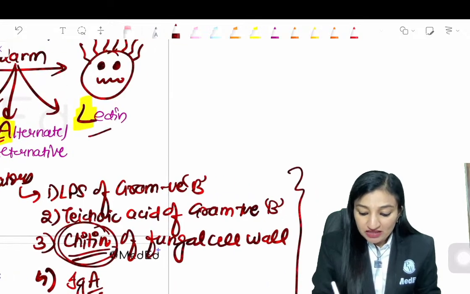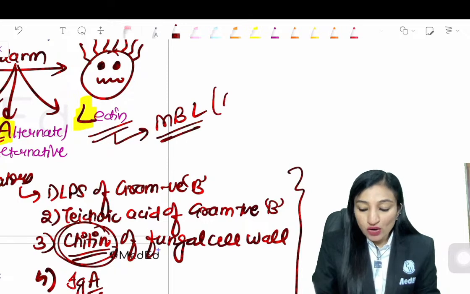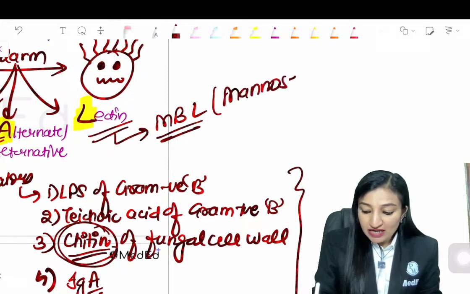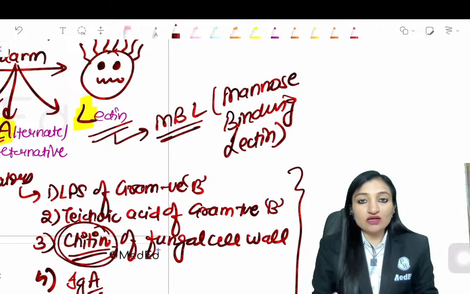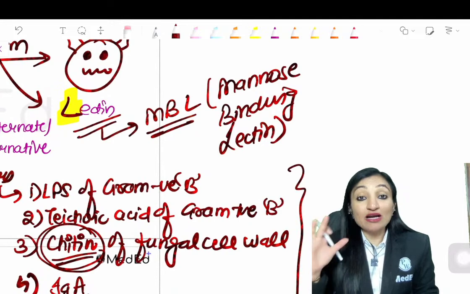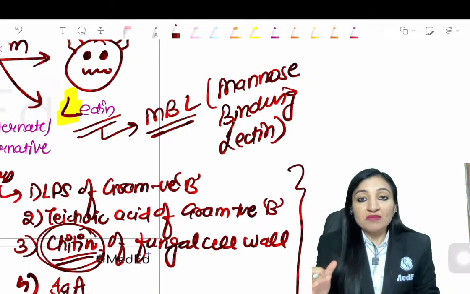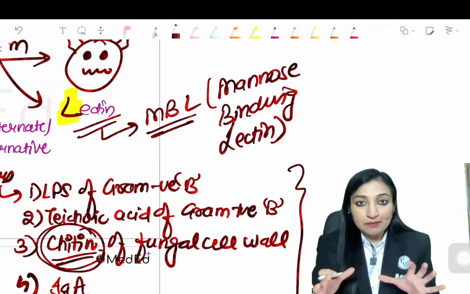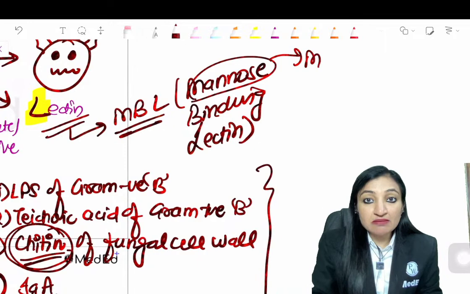Then the lectin pathway is activated by a protein called MBL, that is mannose binding lectin. Mannose binding lectin is a protein synthesized by our liver cells, and this is a lectin protein which is going to bind to mannose. Mannose is the sugar which is present on many microbes.